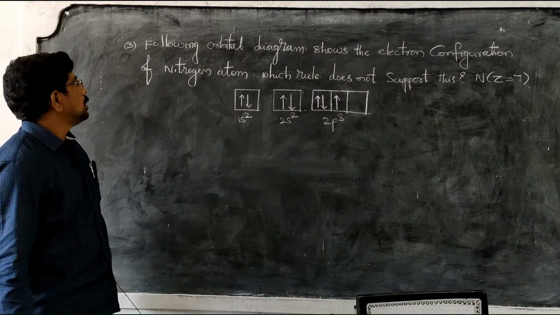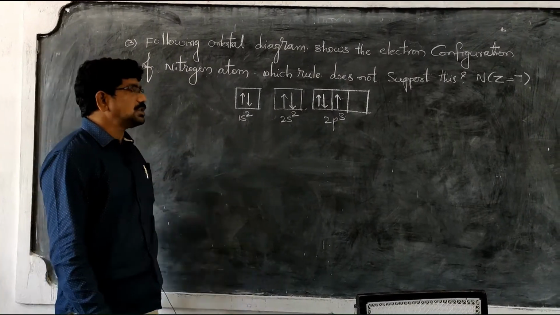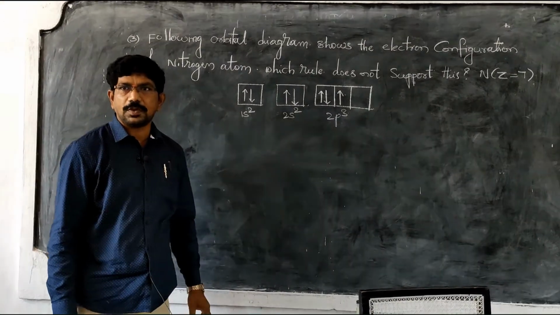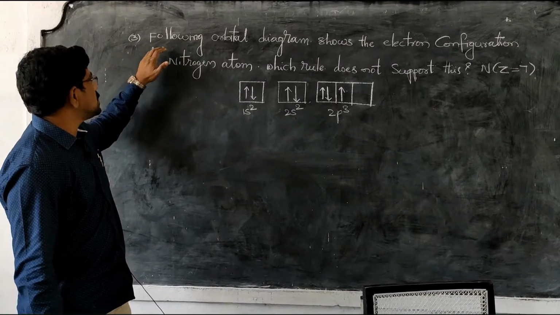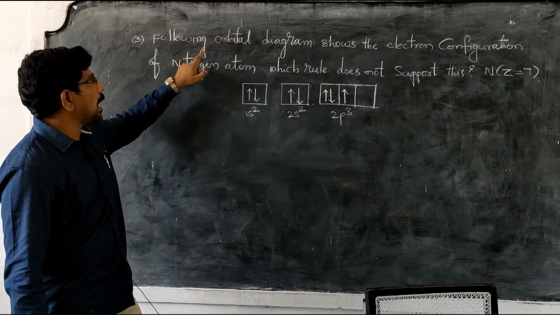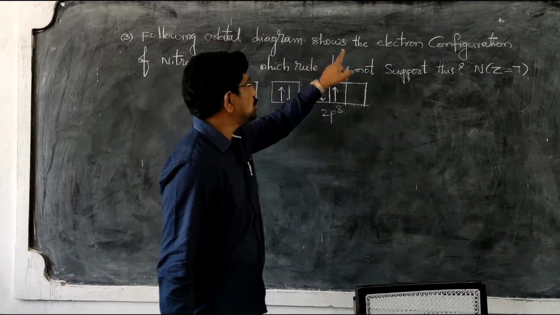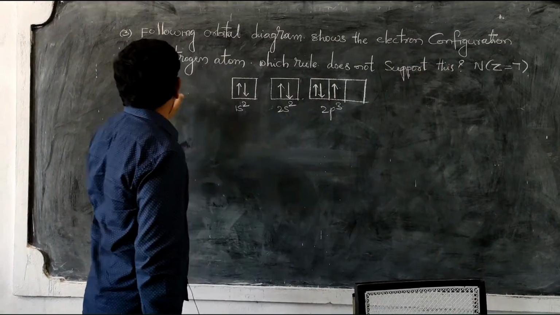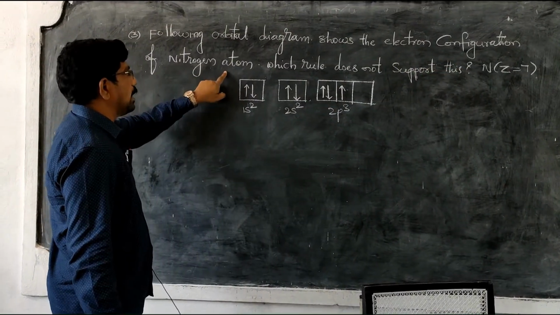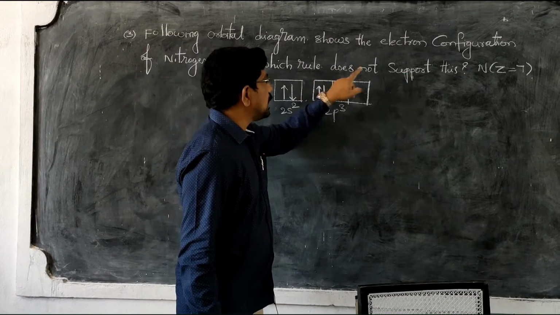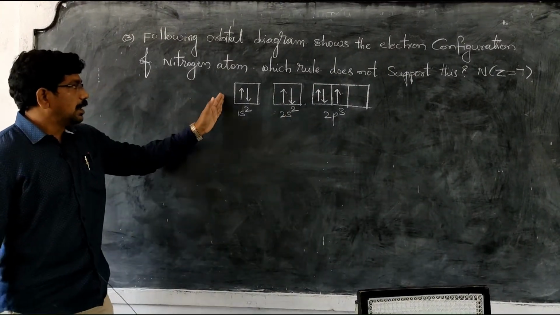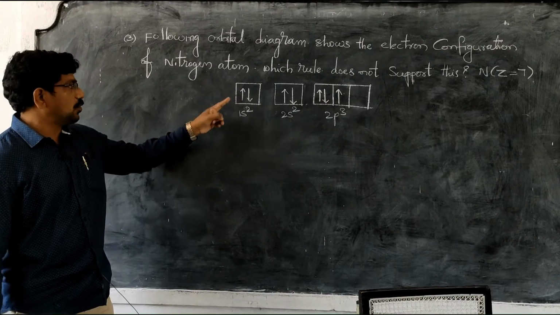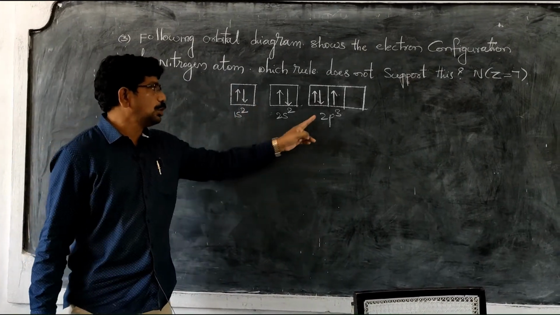Children, let us discuss a few important questions that are given in annual examinations from atomic structure, or structure of the atom. Try to understand this question. The following orbital diagram shows the electron configuration of the nitrogen atom. Which rule does not support this? See this. This is the orbital diagram, that is 1s2, 2s2, 2p3.